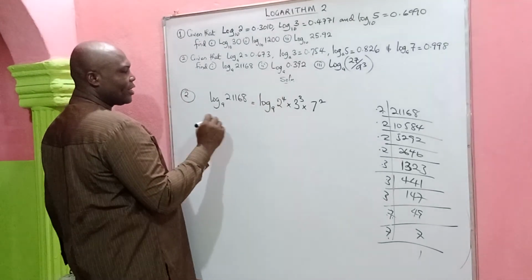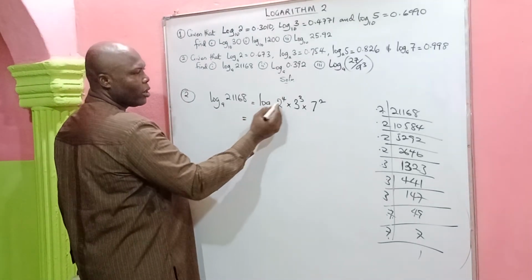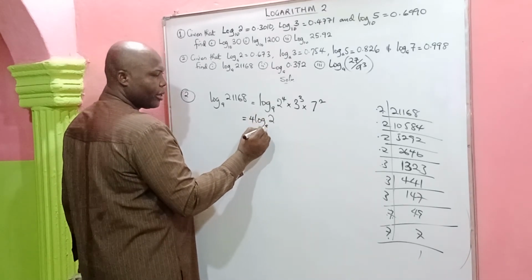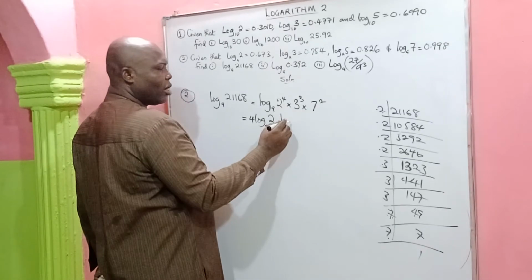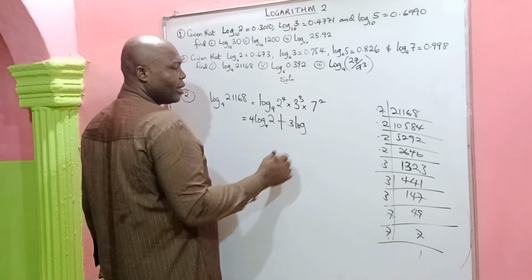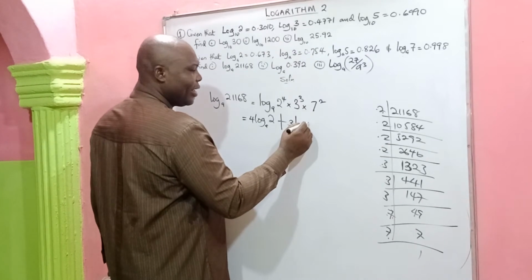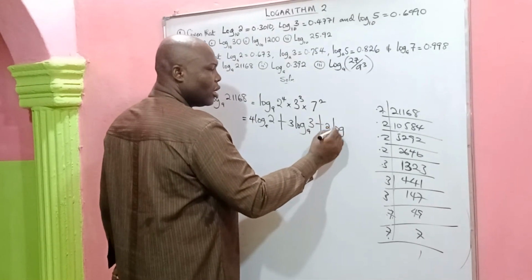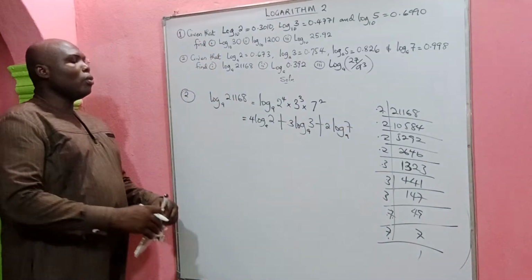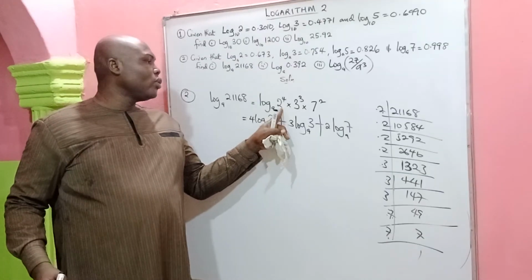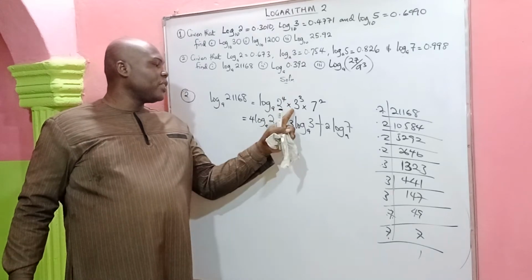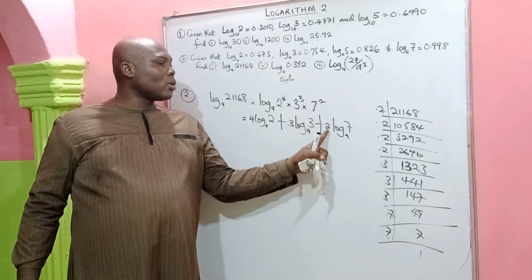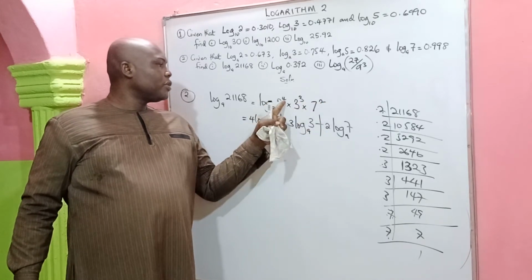So we can now expand. So this is going to be 4 log 2 of A plus 3 log 3 of A, and then plus 2 log 7 of A. Alright, so we'll bring out log to base A of 2 raised to the power 4, log to base A of 3 raised to the power 3, log to base A of 7 raised to the power 2. Remember, the powers come forward: the 3 comes forward, this 4 comes forward.